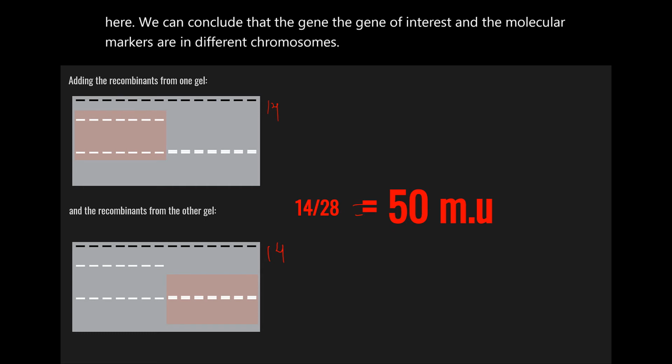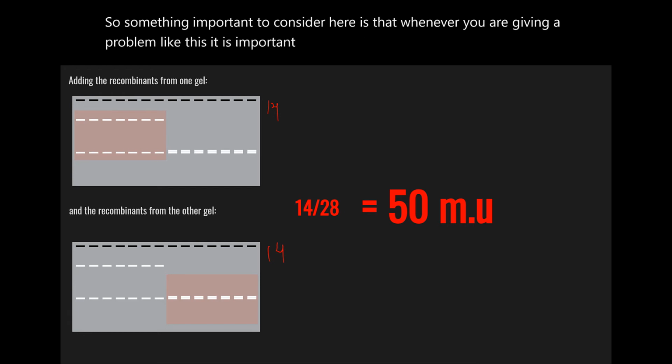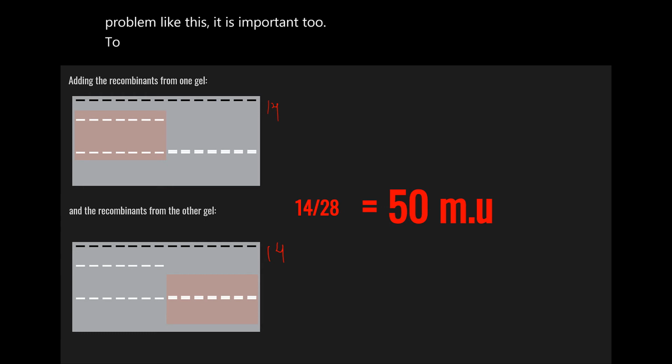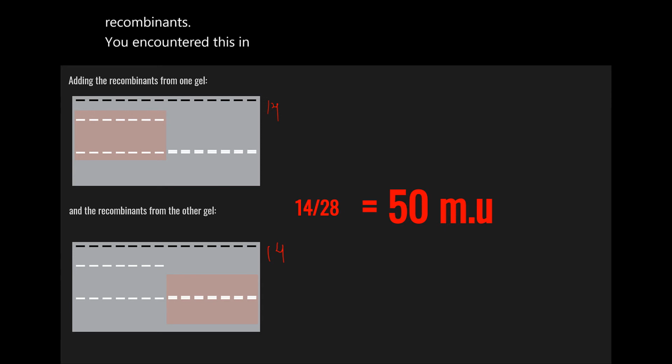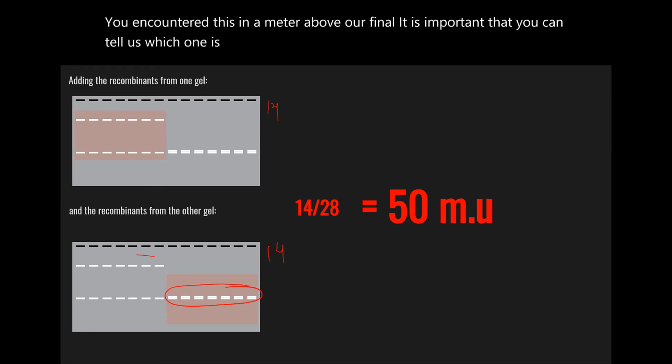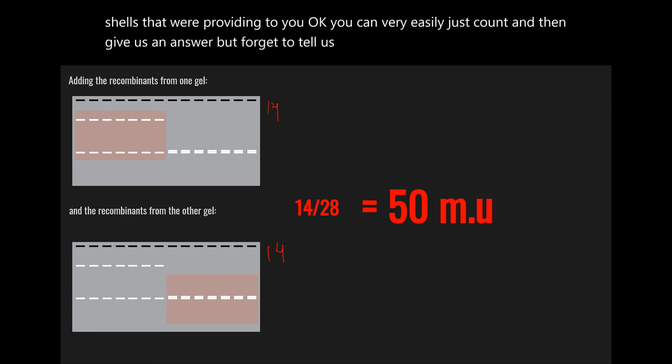So something important to consider here is that whenever you are given a problem like this, it is important to explain and identify which ones are parentals and which ones are recombinants. If you encounter this in a midterm or a final, it is important that you can tell us which one is recombinant and which one is parental in each of the gels that we're providing to you. You can very easily just count and then give us an answer, but forget to tell us what is what, and that's where many people lose marks.